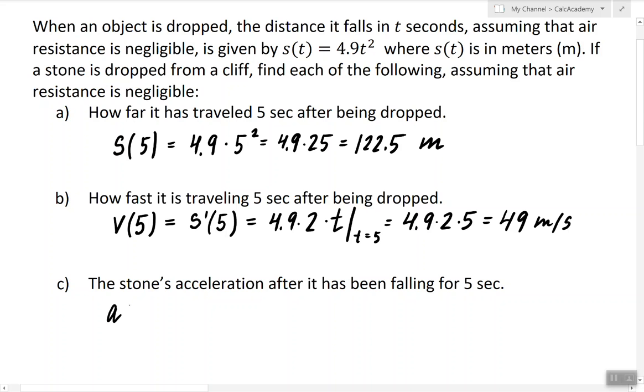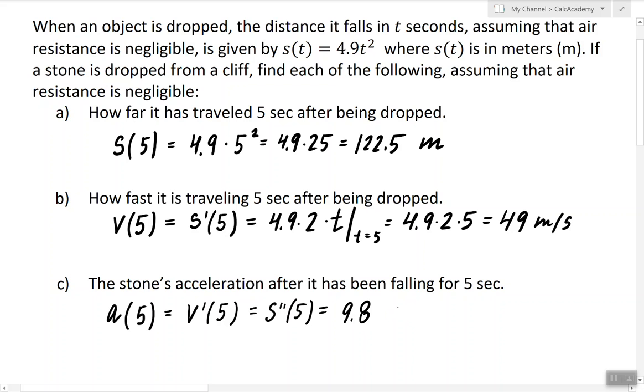We interpret this question as to find the acceleration when t equals 5. We know that acceleration is the first derivative of the velocity, or the second derivative of the position function. So to find it, we have to find the derivative of the velocity, which is just 9.8. So what does this mean?